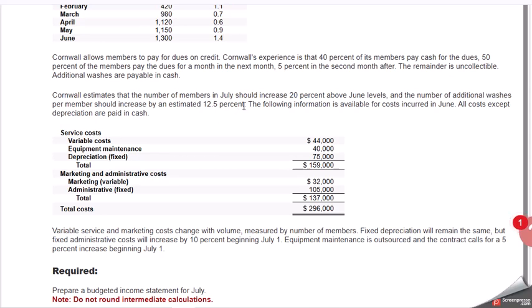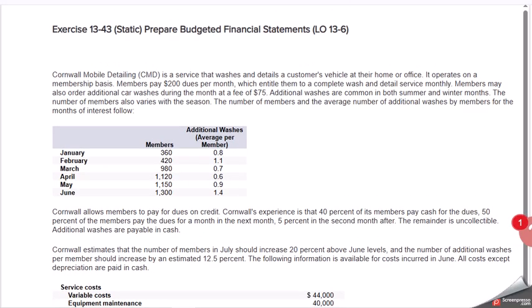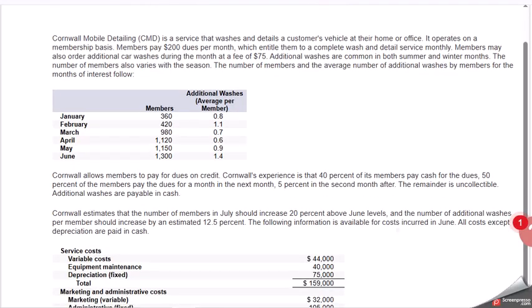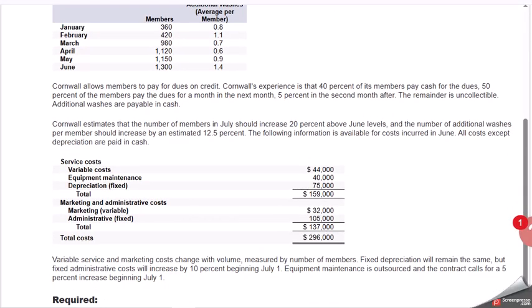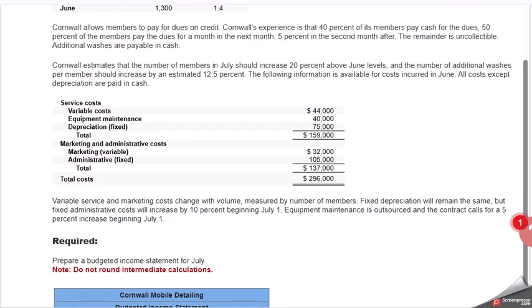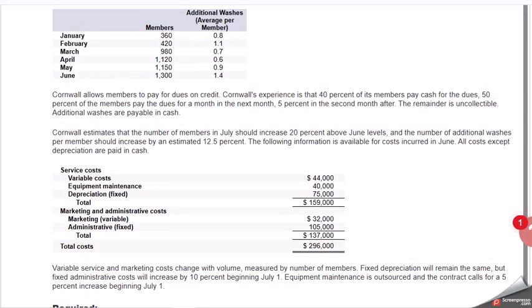Cornwall estimates the number of members should increase in July 20% above June level, and then the number of additional washes per member should increase by 12.5%. So we're going to have to increase those for that month of July. Okay, so that's all we're doing is July. So we're going to have to look at what their revenues would have been for June and then increase those by 20%, the members, and then increase the additional washes by 12.5%.